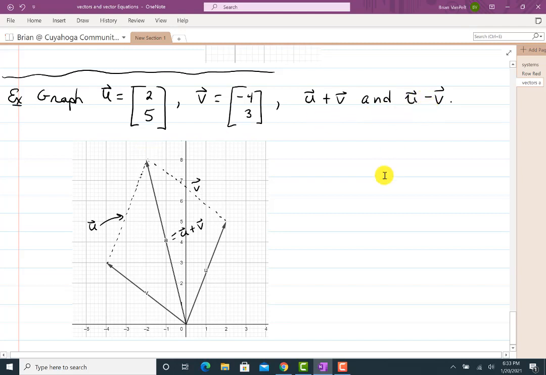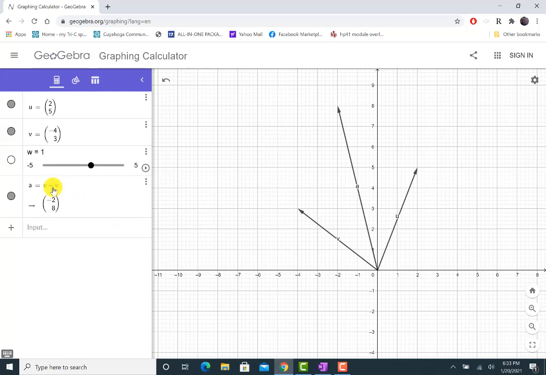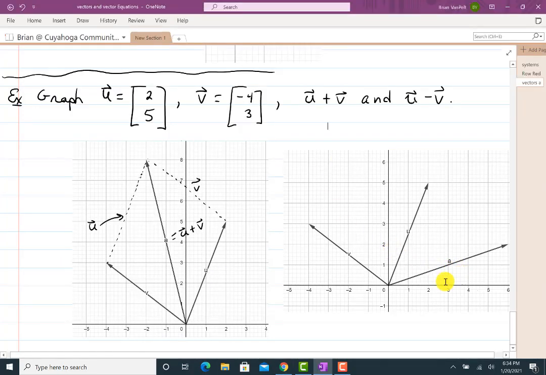Let's do u minus v. So here I'm going to fix this to a minus, and there we have. And also you can see that this vector ends at 6, 2. So if you take 2 minus negative 4, you get the 6, and 5 minus 3 is 2. So that kind of has its own thing as well as far as these are concerned. Check this out.